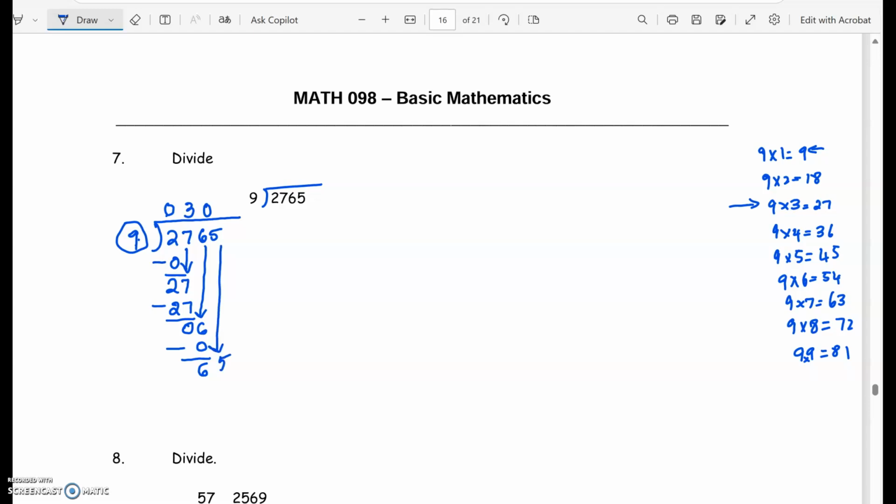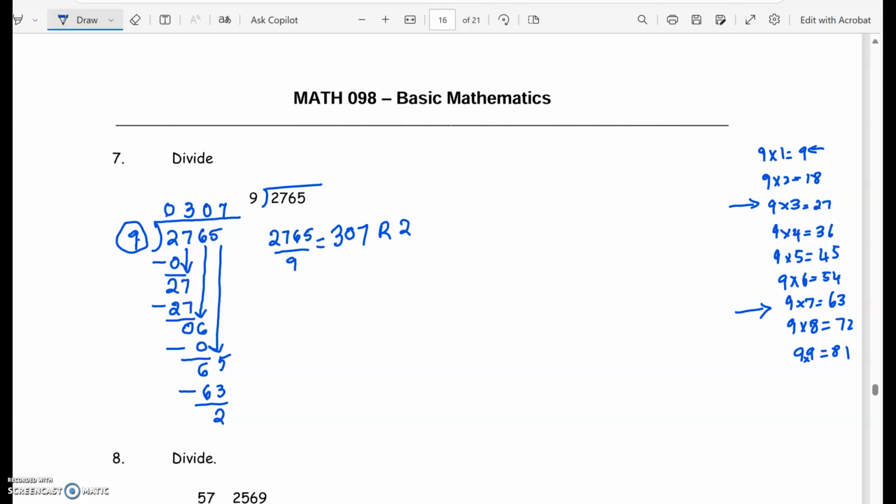How many times does 9 go into 65? What is the maximum number of times that 9 goes into 65? 9 times 7 is 63. And in whole number division, we'll stop with 5 because 5 is the last digit, and the final remainder is 2. So 2765 divided by 9 is equal to 307, so 9 goes 307 times into 2765, leaving a remainder of 2.